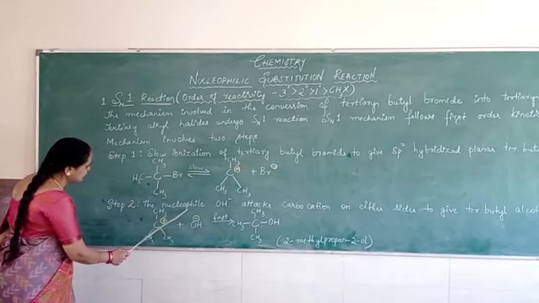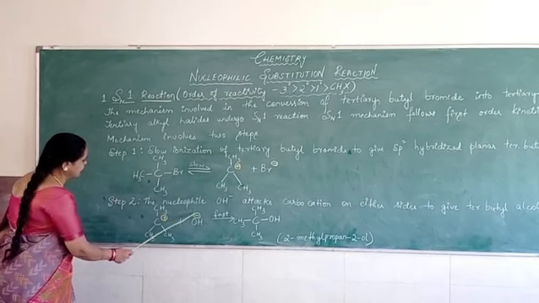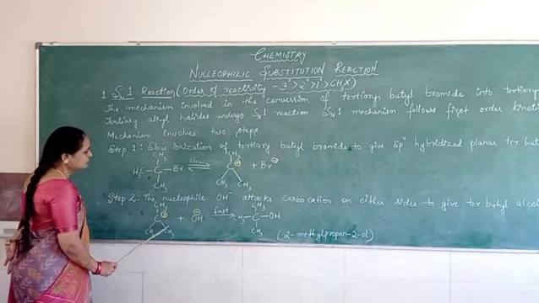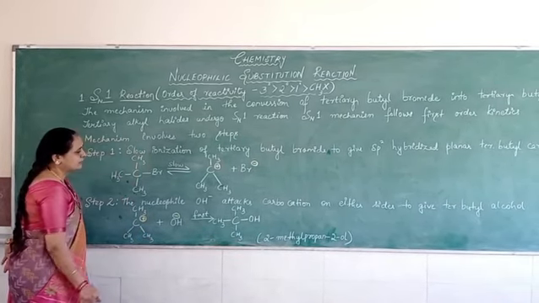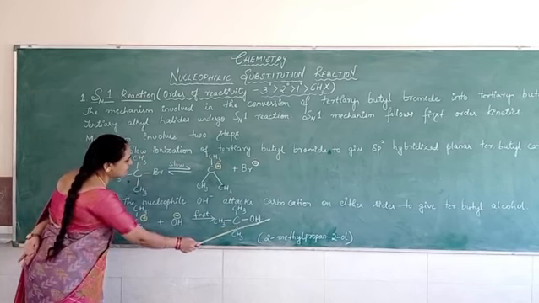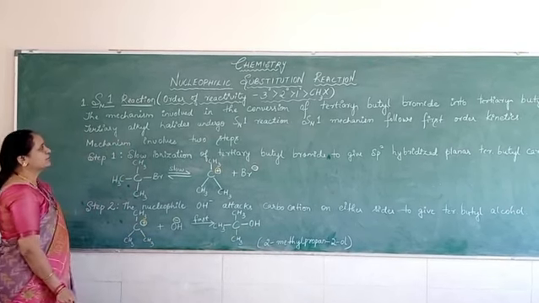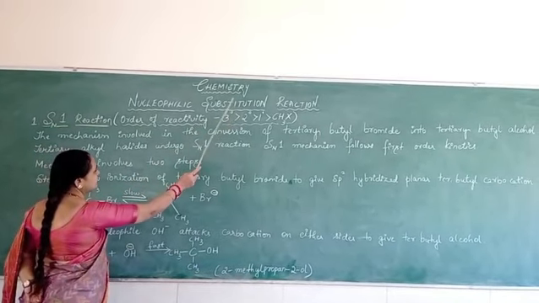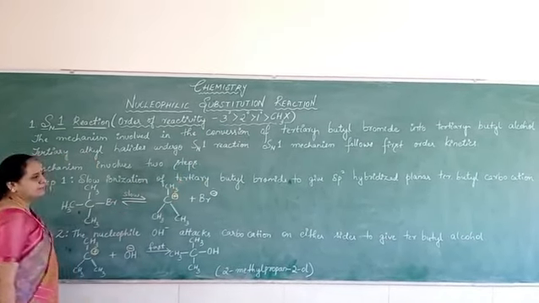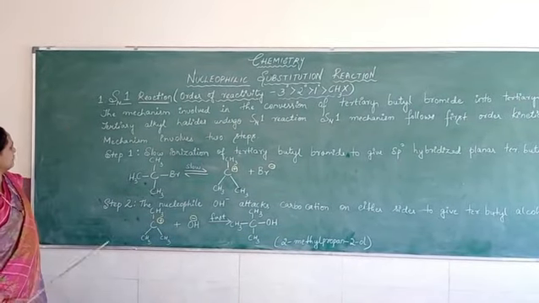This attack can take place on either side. We can get tertiary butyl alcohol, and a racemic mixture of the product is formed. So the order of reactivity is tertiary is greater than secondary is greater than primary alkyl halides.